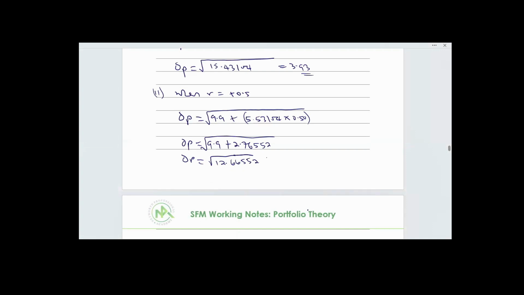12.66552, which is equal to square root 3.56. Let me quickly do the rest.